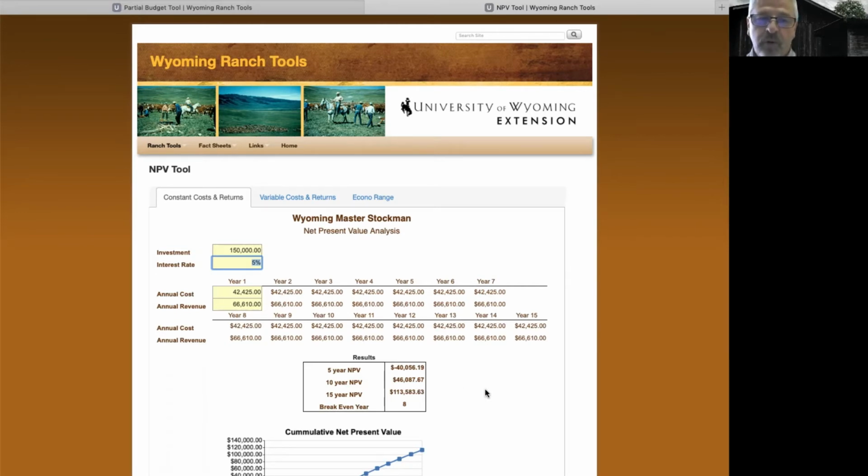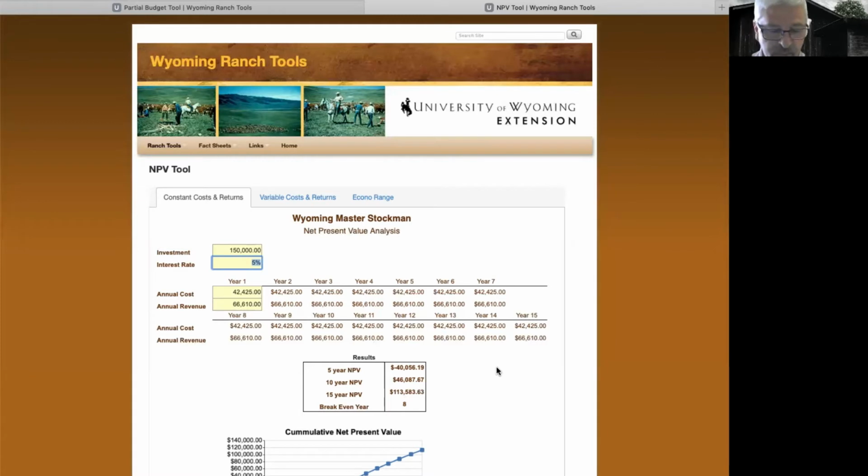You have to do both. You have to go through that partial budget to see your costs and returns that are changing. And then you have to analyze this time value of money, right? Because of interest and opportunity costs, money is not worth the same to us today as it is tomorrow. That's what this analysis does. It calculates a return on your investment of that $150,000.